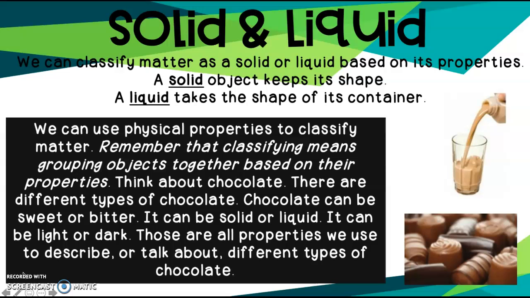Think about chocolate. There are different types of chocolate. Chocolate can be sweet or bitter. It can be solid or liquid. It can be light or dark. Those are all properties we can use to describe or talk about different types of chocolate.